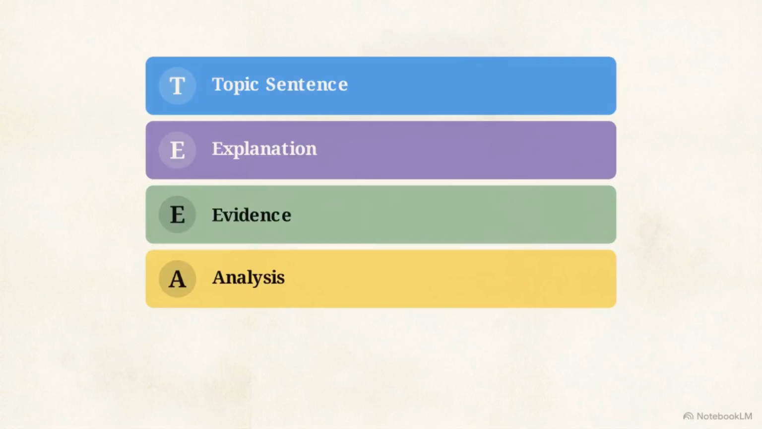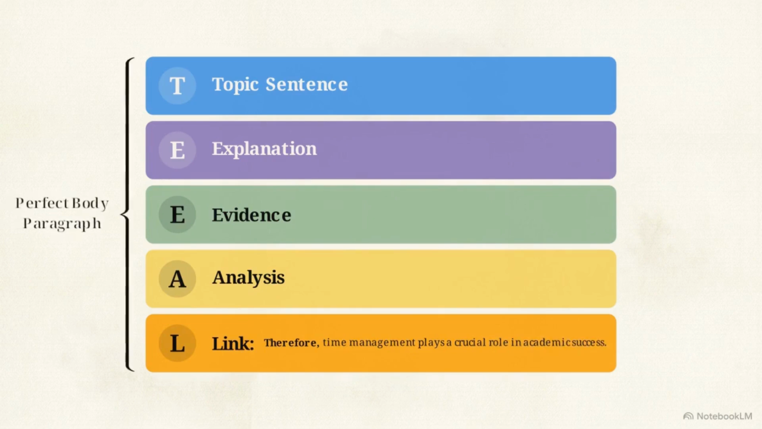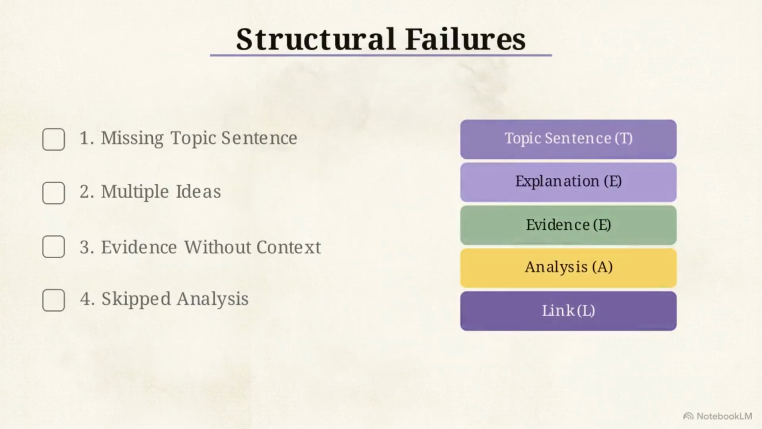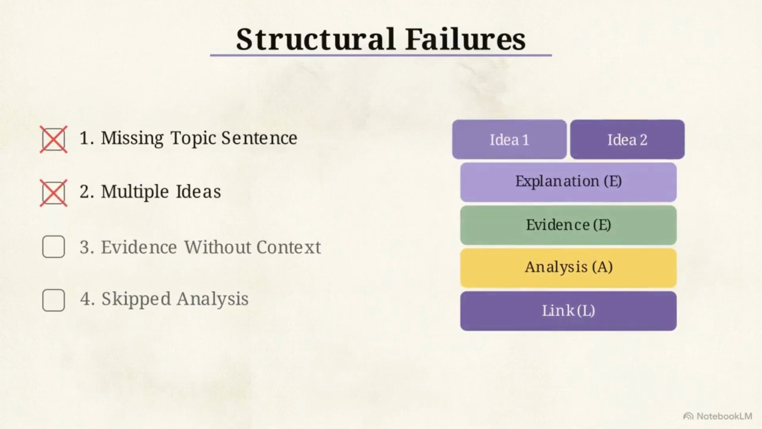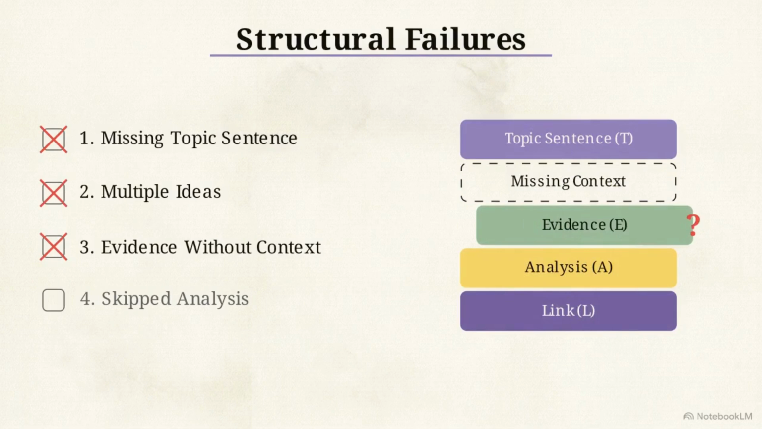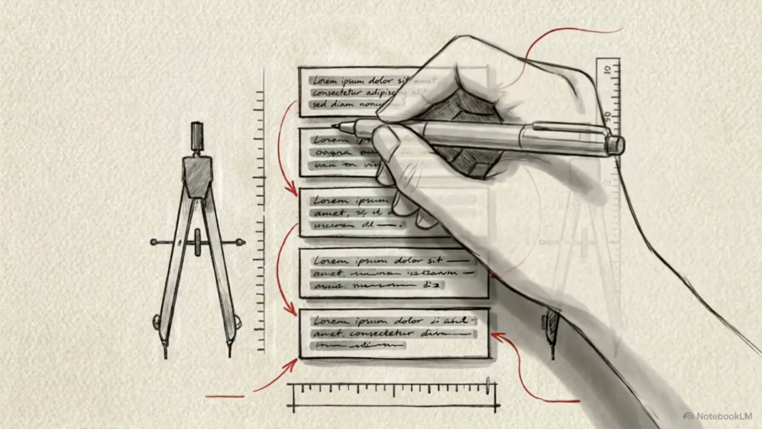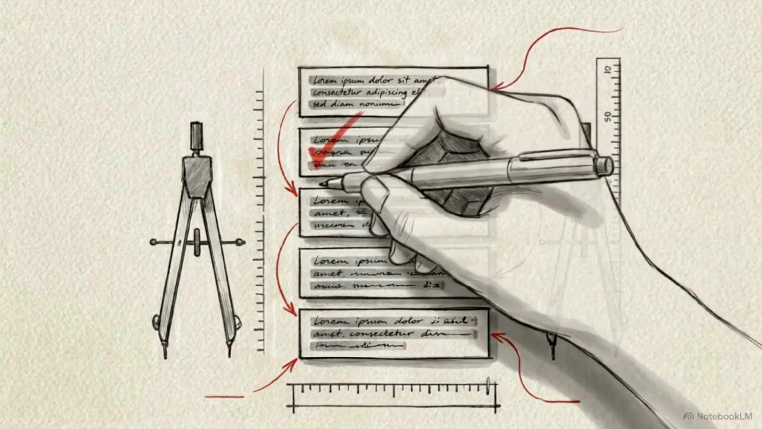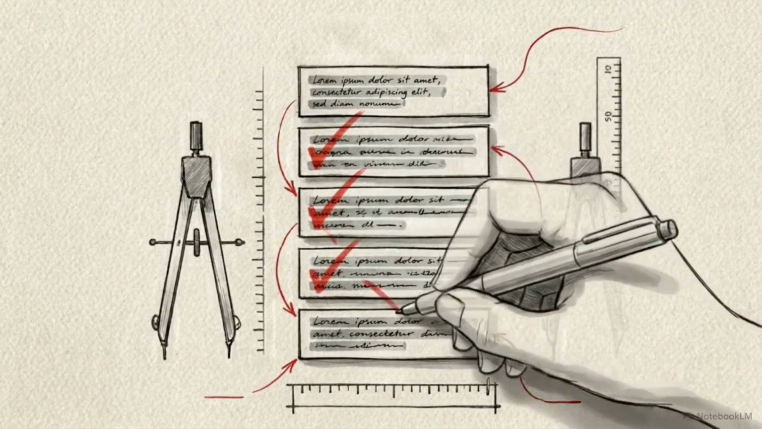Finally, we reach step 5, L for link. This sentence concludes the point and demonstrates how the paragraph you just wrote supports the overall thesis of your essay. Essay structure typically breaks down when a writer forgets a topic sentence, combines multiple ideas, leaves evidence without context, or skips the analysis entirely. Following this 5-part structure provides a built-in checklist, making it difficult to accidentally omit the elements that instructors look for when grading.